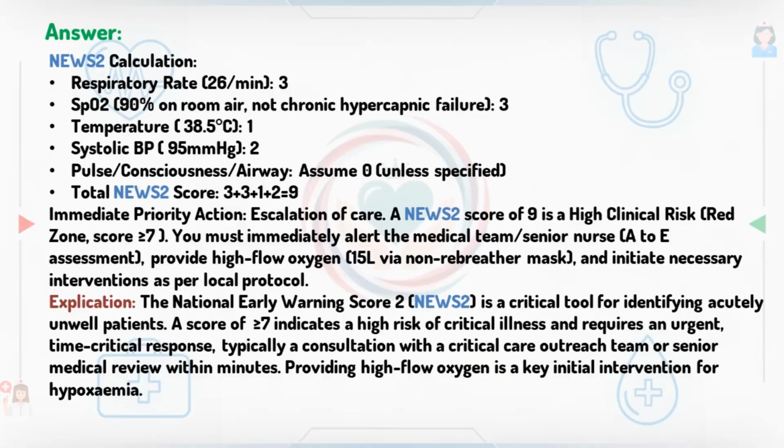Explanation. The National Early Warning Score 2 is a critical tool for identifying acutely unwell patients. A score of greater than 7 indicates a high risk of critical illness and requires an urgent, time-critical response, typically a consultation with a critical care outreach team or senior medical review within minutes. Providing high-flow oxygen is a key initial intervention for hypoxemia.